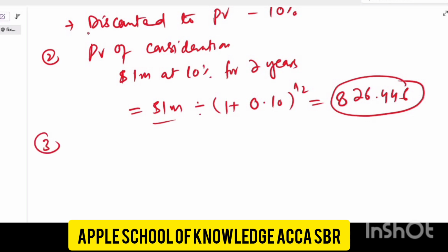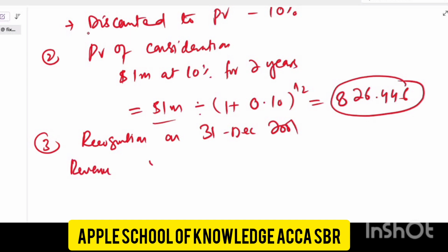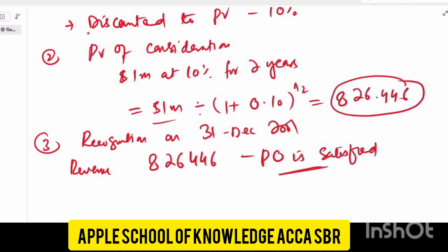Now you have to make the recognition on 31st December 2001. So the revenue recognized will be 826,446 when the performance obligation is satisfied. When the performance obligation is satisfied, then you have to recognize this amount, and you have to record a receivable for the same amount.